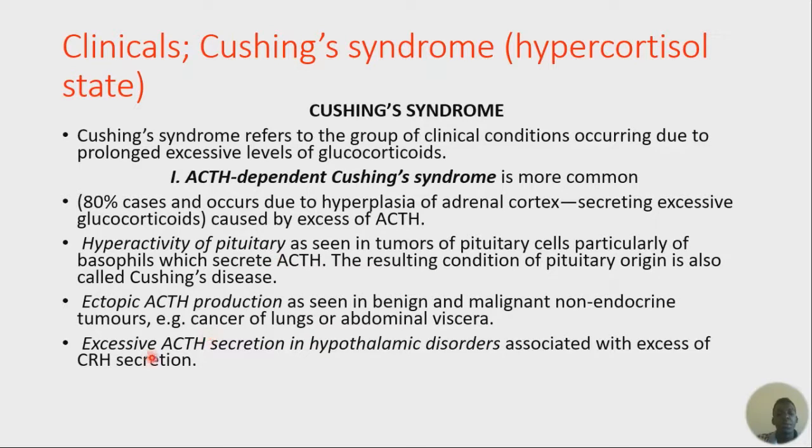We can have excessive ACTH secretion when there is a disorder in the hypothalamus associated with excessive corticotropin releasing hormone. This is the releasing factor which stimulates the pituitary to produce ACTH. So when it is high in disorders of the hypothalamus, we end up having hyperplasia of the cortex and the cortisol increases, causing Cushing syndrome. Group of conditions. Let's continue. You can have iatrogenic, where you are taking therapy of ACTH but in excess.